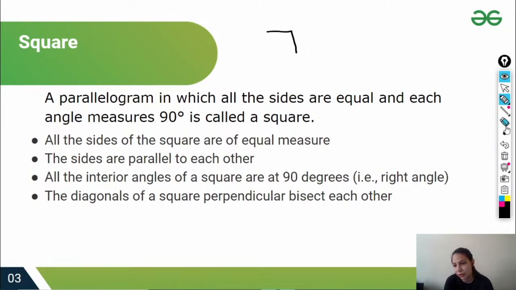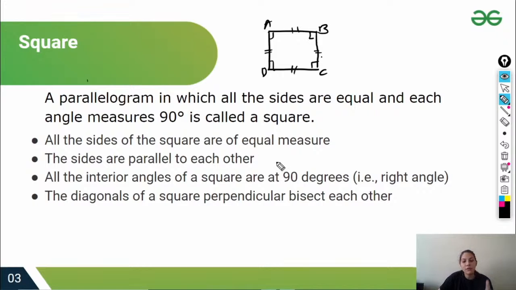So that means you can see, I'm not good at drawing, I guess. Let me draw a square. A, B, C, D. Now, all the sides of the square are equal. Okay. All the sides are parallel. You can see all the interior angles are 90 degree. So this you all know.